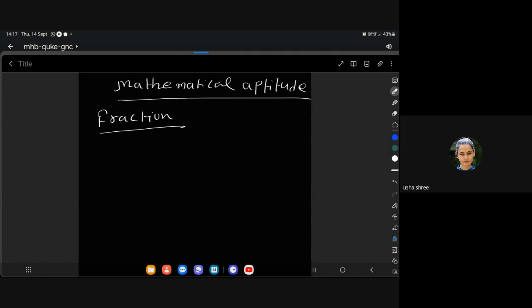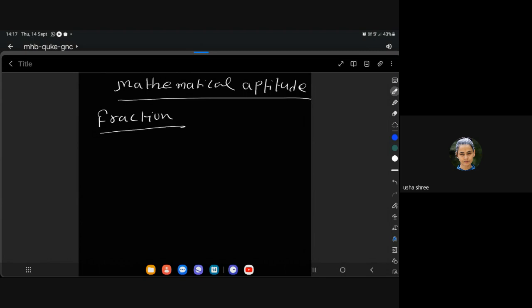So I will try to explain all this mathematical aptitude, all these parts in simple way. If you have any problem, you can ask me. And data interpretation will be carrying 10 marks. So everything, whatever you learn in aptitude part will help you to solve the problem of data interpretation. So we start the fraction.